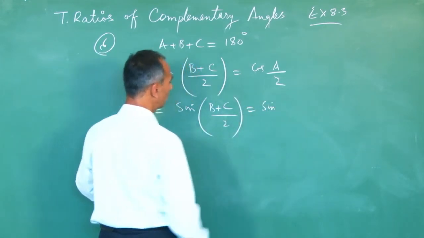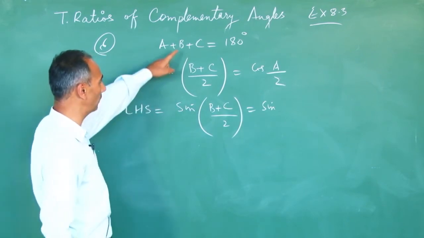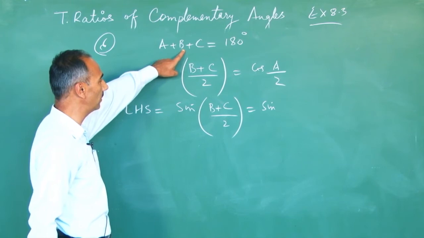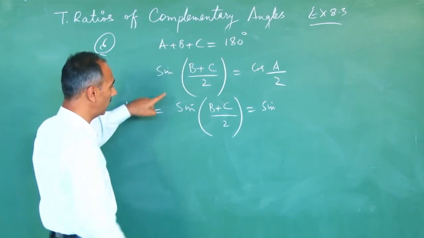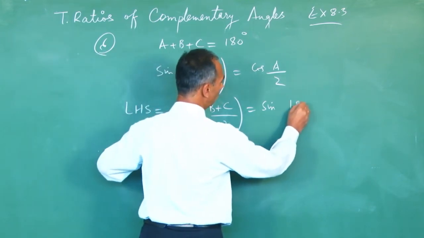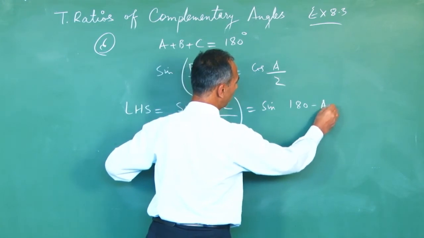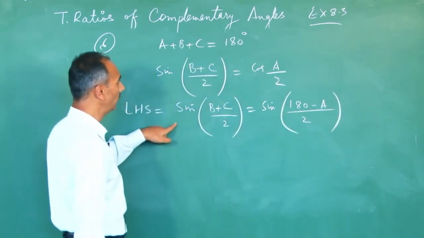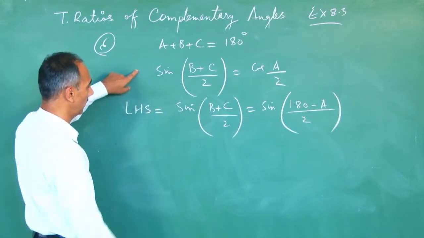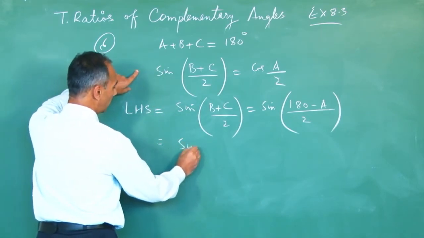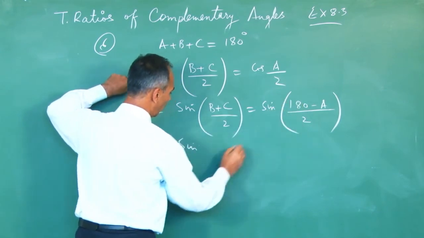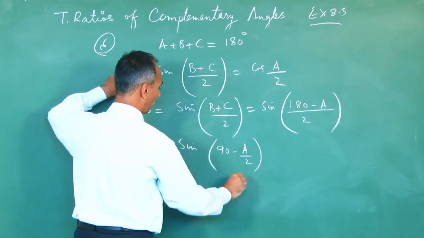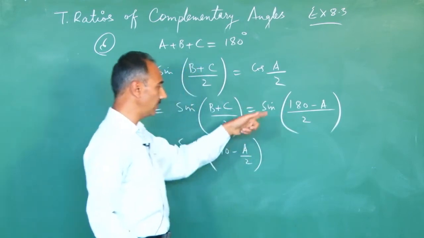That will be sine. What is B plus C? If you see from this equation, B plus C will be 180 minus A. So I'm replacing B plus C by 180 minus A. The 2 in the denominator is as it is. Now further, this will be sine, 2 divides 180, it will be 90, and 2 divides A, it's A upon 2. So 180 by 2 is 90 minus A by 2.